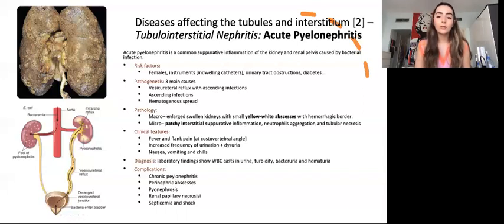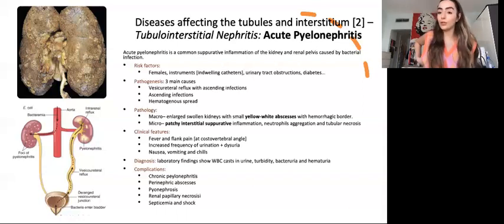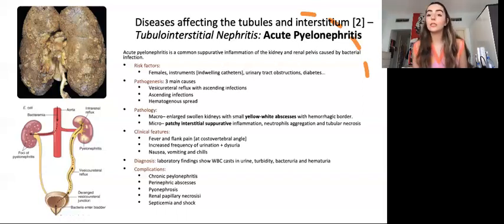The clinical features of this are fever and flank pain at the costovertebral angle. You have increased frequency and pain during urination, which is called dysuria. Nausea, vomiting, chills, and other systemic symptoms can also follow.